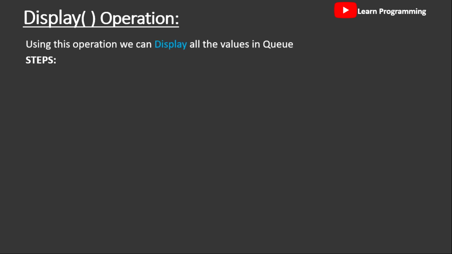Now we'll talk about display operation. So display operation is used to display all the values from beginning to the end in the queue. And this works in 2 steps. So first we should make sure that the queue is not empty, and only then we'll be able to display values in the queue. So here empty is checked by using the underflow condition.